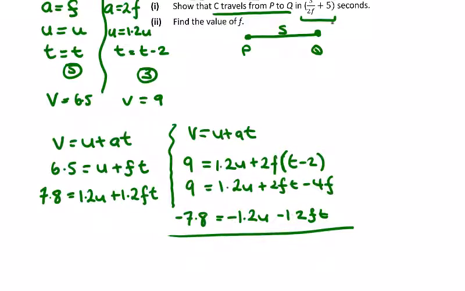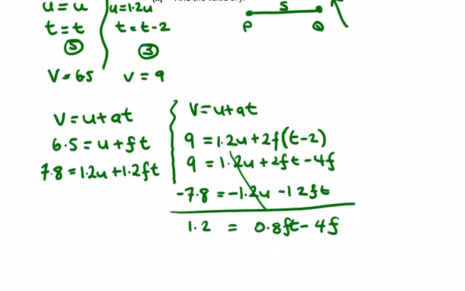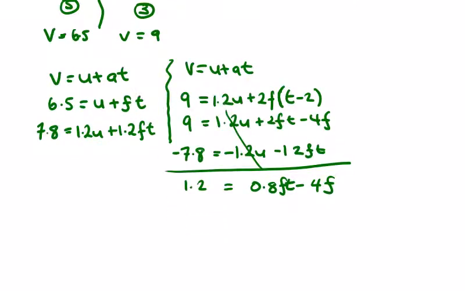I know it's in a fraction up here, but we can change it back in a minute. So we're going to get 1.2 is equal to 0.8FT minus 4F. T didn't appear. So if we multiply them all by 10, 12 is equal to 8FT minus 40F. We're looking for T here. We divide by 4, 3 is equal to 2FT minus 10F.